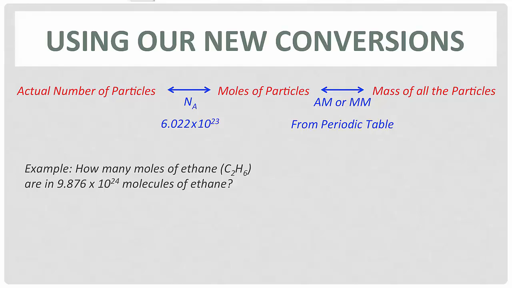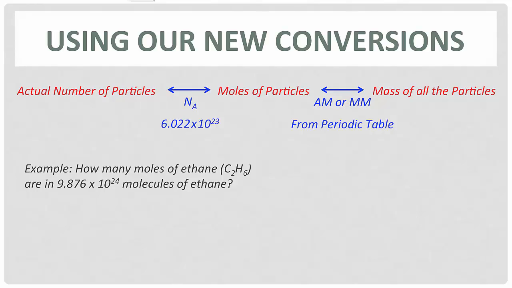First off, we've got this molecule ethane, C2H6, and we wonder how many moles of this stuff we have if someone was to give us 9.876 times 10 to the 24th molecules. That's a lot of molecules. So you can see why someone wouldn't want to really talk about it in that sense. It's better to get into a size that we're used to.